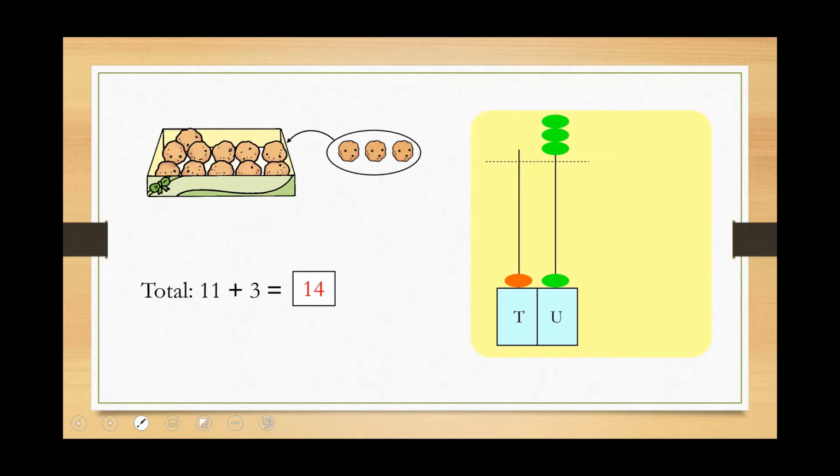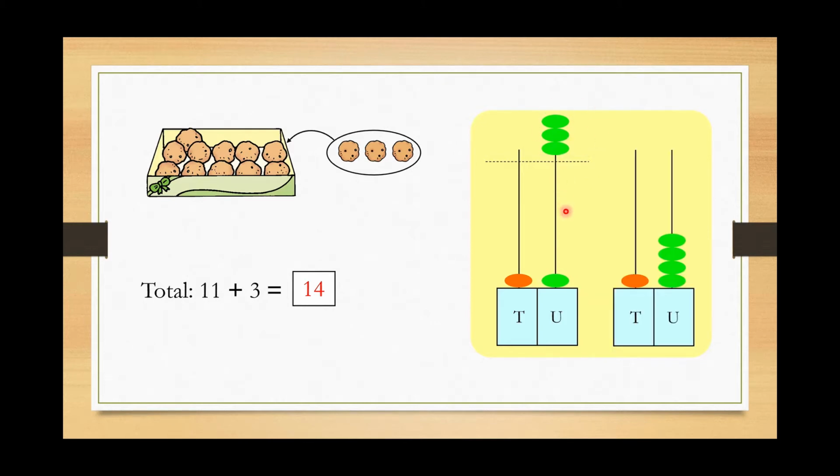We can also get help from the abacus. Like here, I have 10 and 1, which gives you 11, and I am going to add 3 more to the unit. And when I put the 3 beads on, I'll have 10 and 4 units. That gives you 14, which is exactly the same answer.